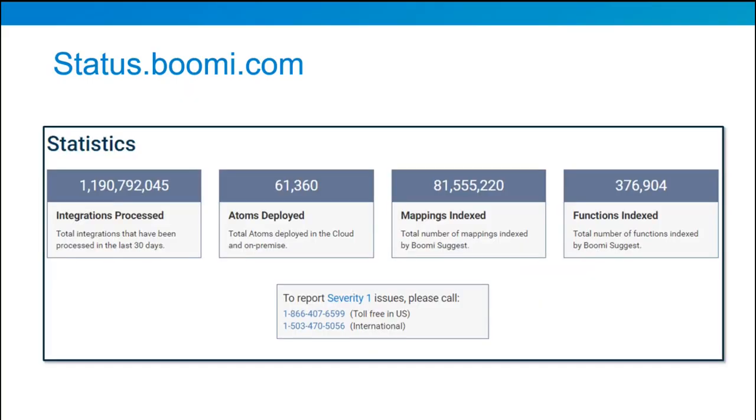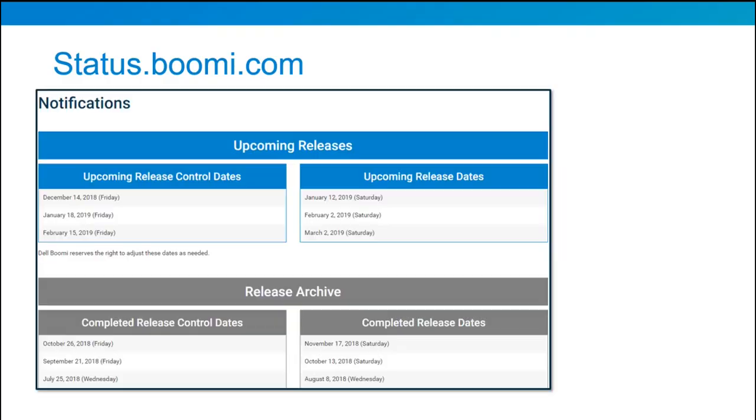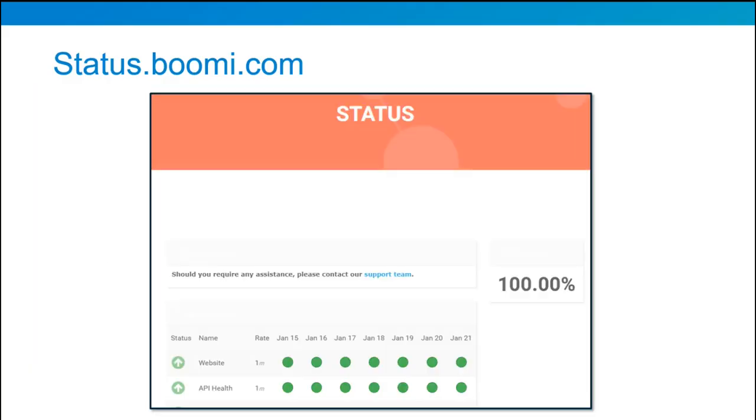We have a statistics page, which will give us all the integrations processed, Atoms deployed, mappings indexed, and functions indexed. Also, we have a notifications page, which will tell you about upcoming releases as well as our release archives. And our status will provide you the status of the Boomi Flow platform.